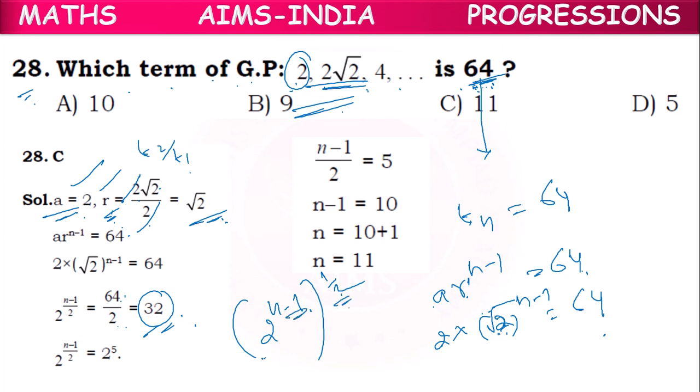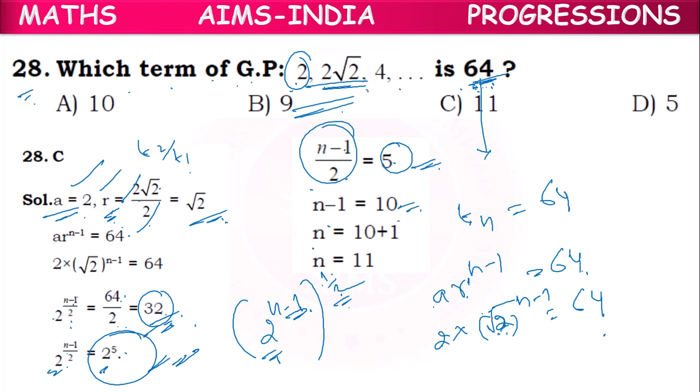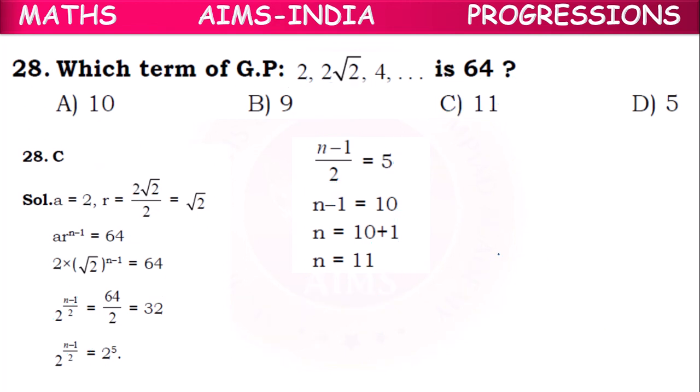So we have two powers for the same base. Let's multiply them. N minus 1 into 1 by 2 equals n minus 1 by 2. So 2 power n minus 1 by 2 equals 32. But 32 can be written as 2 power 5. Same bases are equal, so we can equate the powers. N minus 1 by 2 equal to 5. 2 into 5 is 10, so n minus 1 equals 10. 1 comes this side, 10 plus 1, so n equals 11. So the 11th term value will be 64. So option C is right.